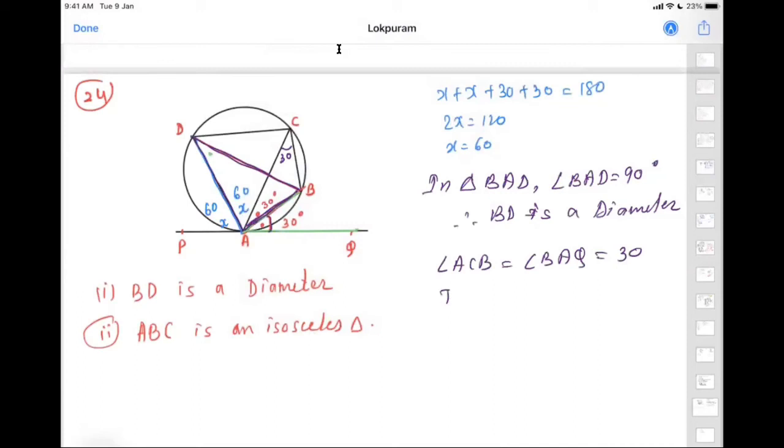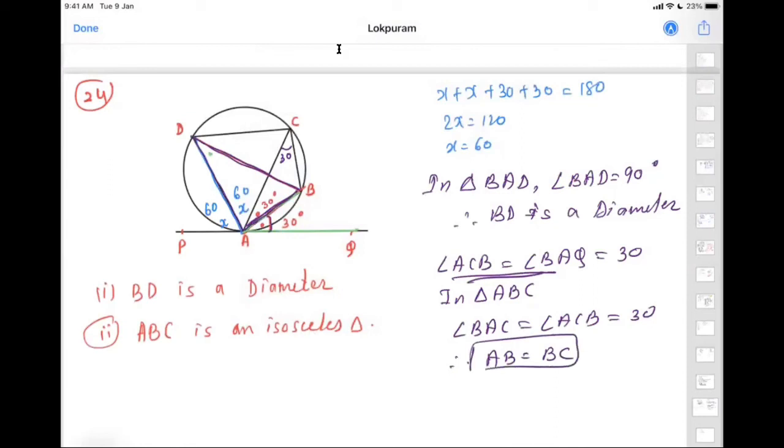So now in triangle ABC, we have two angles equal. So we can say AB is equal to, we have two angles equal. इसमें कौन-कौन से angles equal हैं? I will write it down. Angle BAC is equal to angle ACB. Both are 30. So therefore, AB is equal to BC. So therefore, triangle ABC is an isosceles triangle.